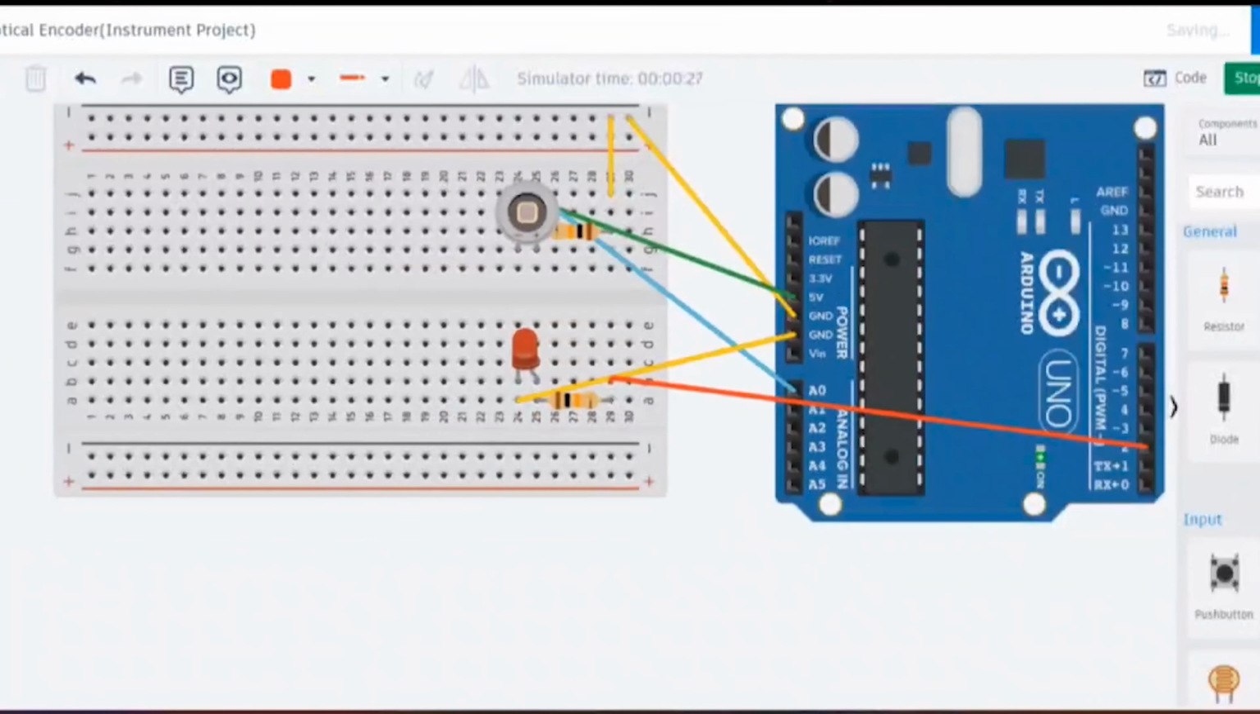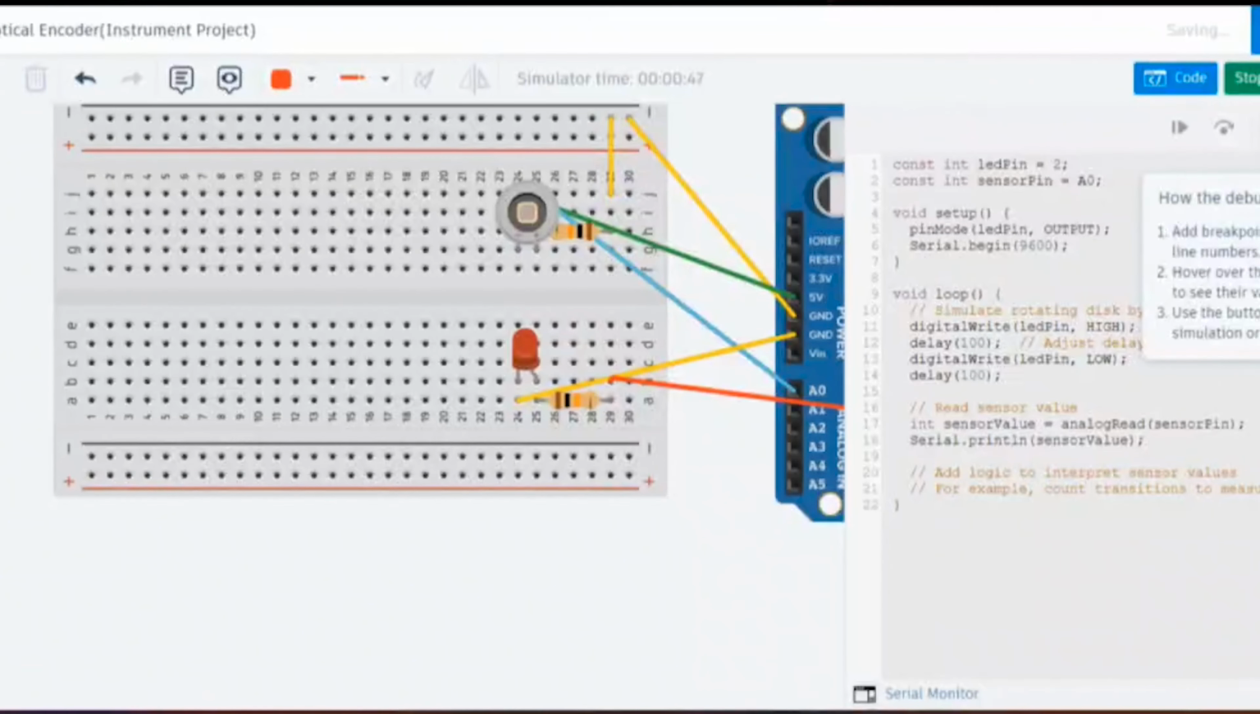We set both of the resistors to 10 kilo ohm to limit the current for the LED and the photodiode. By using a photodiode, we create a more accurate representation of an optical encoder in Tinkercad. The LED simulates the light source while the photodiode detects the light pulses, simulating the slots in the rotating disc. We can also adjust the delays in the code to simulate different rotation speeds. This setup closely mimics how real optical encoders work, providing a practical educational experience.